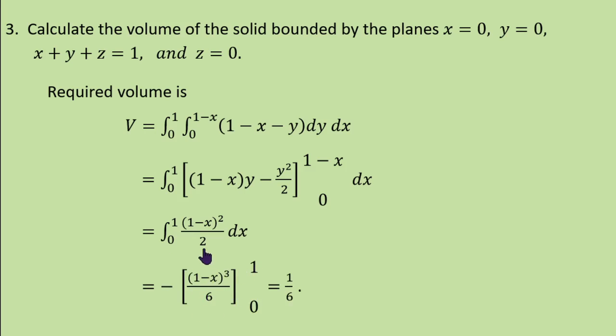Here by 3, 2 into 3 is 6 in the denominator. 1 minus x whole cube by 3, divided by minus 1. Therefore, take minus outside. Upper limit x is 1, 1 minus 1 is 0. The upper limit value of this is 0, and for the lower limit of x, which is 0, 1 power 3 is 1 by 6. So 0 minus 1 by 6 is plus 1 by 6. Therefore the required volume is 1 by 6.